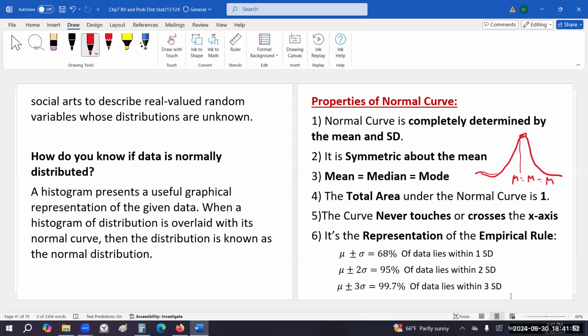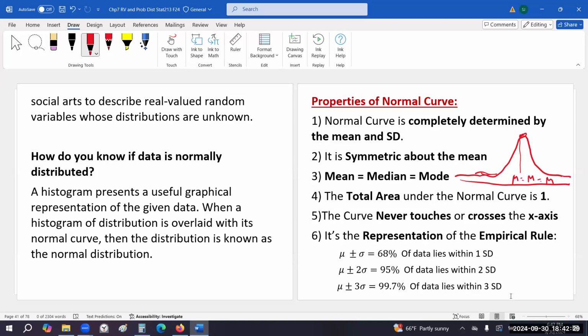The total area under the curve is 1, because remember, the areas under the curve each represent probability. And when you add all the probabilities, what is the sum of all the probabilities? 1. Since the sum of all the probabilities is 1, the area under the bell curve sums to 1. The curve never touches or crosses the x-axis. It's always above the x-axis. It gets very close to the x-axis, but it cannot cross or touch it.